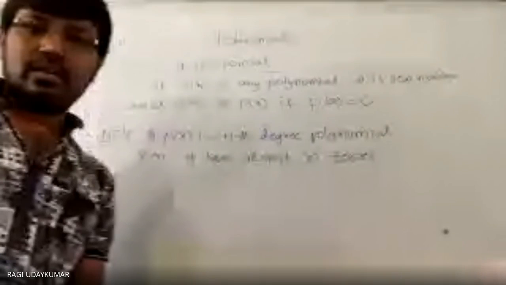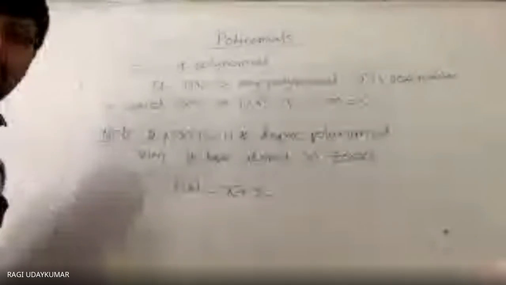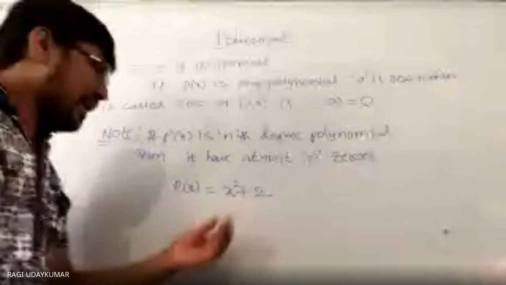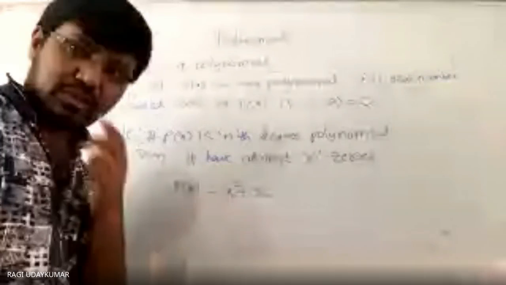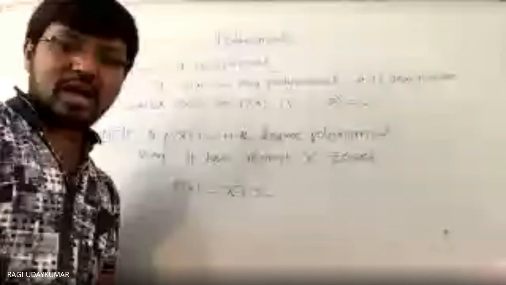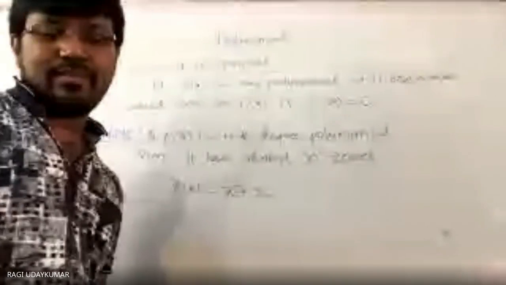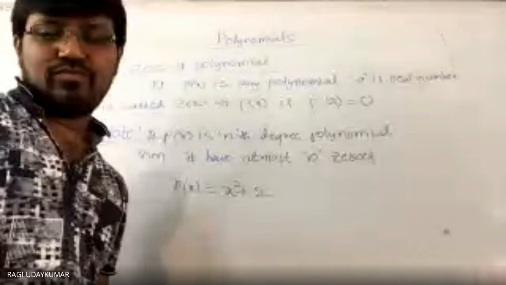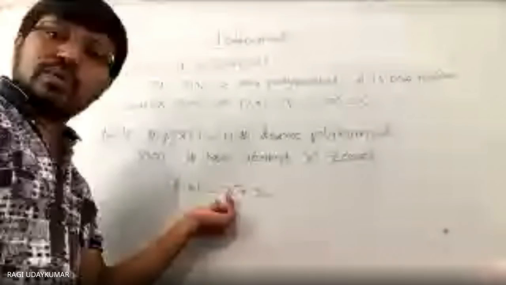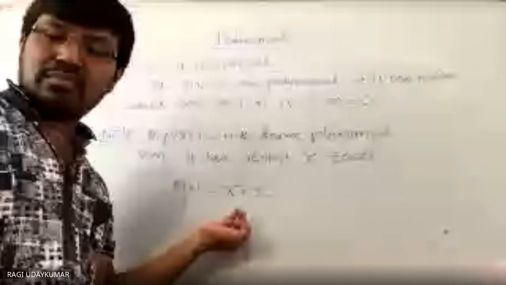Suppose I will give you one example. P of x is equals to x square plus 2. Can anyone tell me what can be the zero of this polynomial? x का प्लेस में आप कुछ भी सब्स्टिट्यूट करो आपको जीरो नहीं आएगा. क्यों नहीं आएगा? x square is nothing but, if I take here square, then what can you say here?